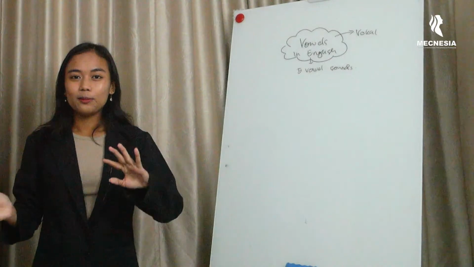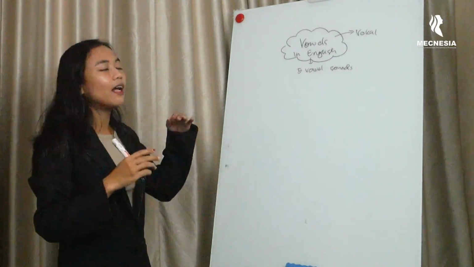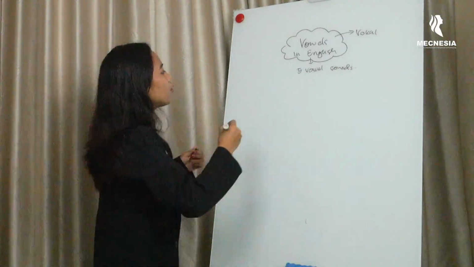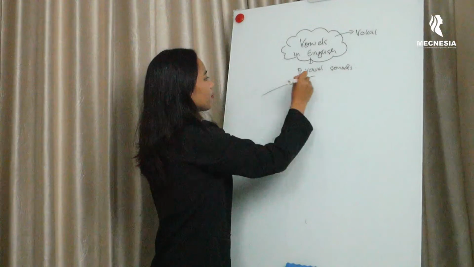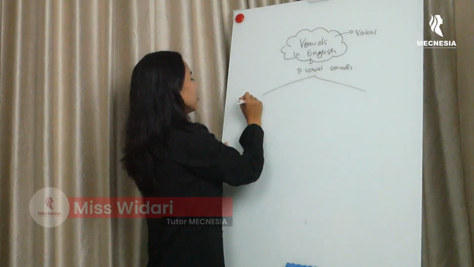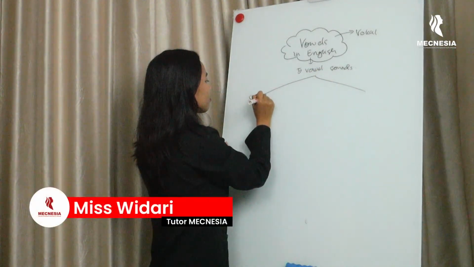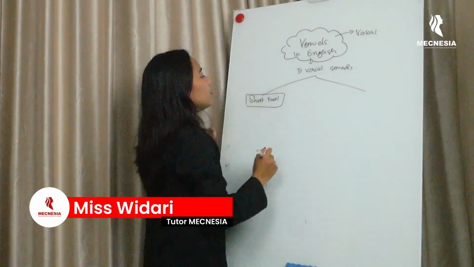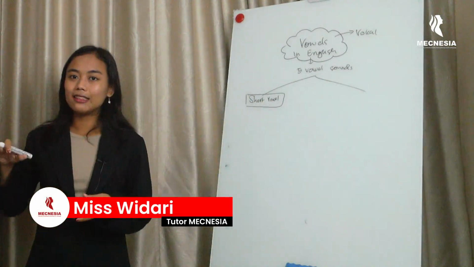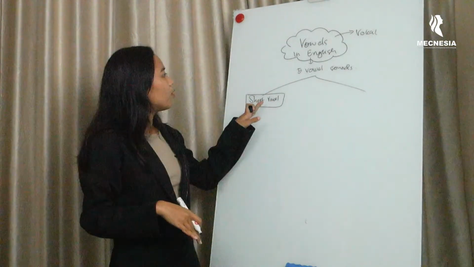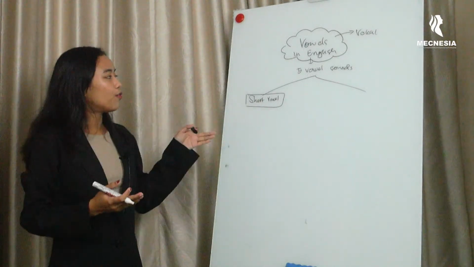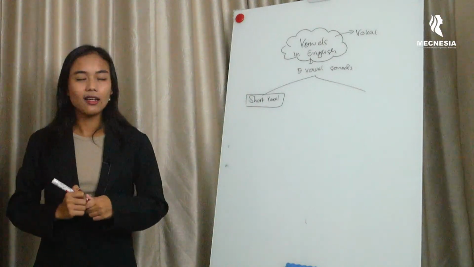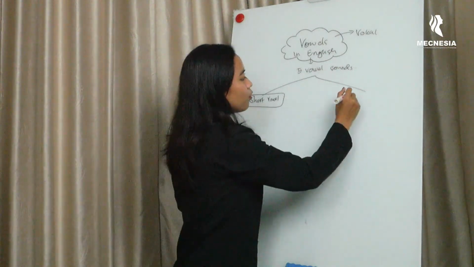Similar to consonant sounds, vowel sounds also have divisions. The vowel sounds can be divided into 2. The first is short vowel. Short means pendek. So short vowel means a vowel with a short sound. And the next one is long vowel.